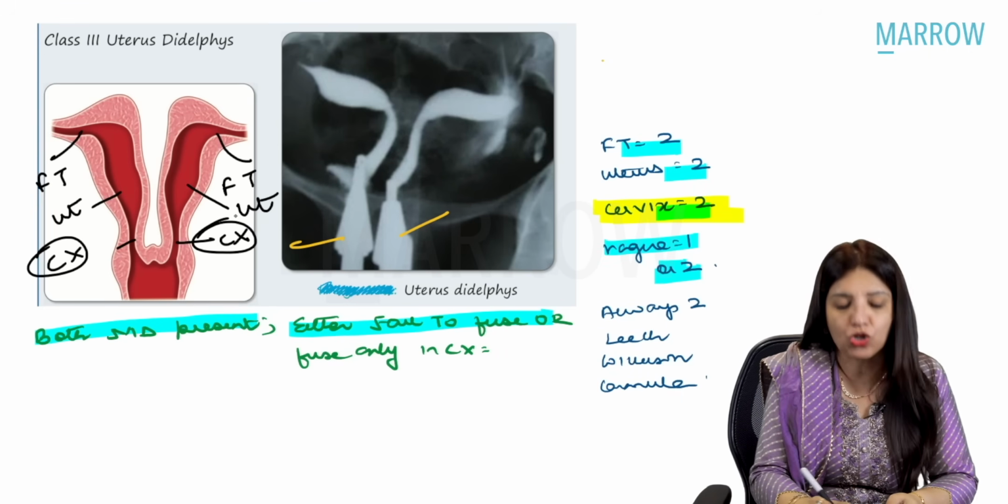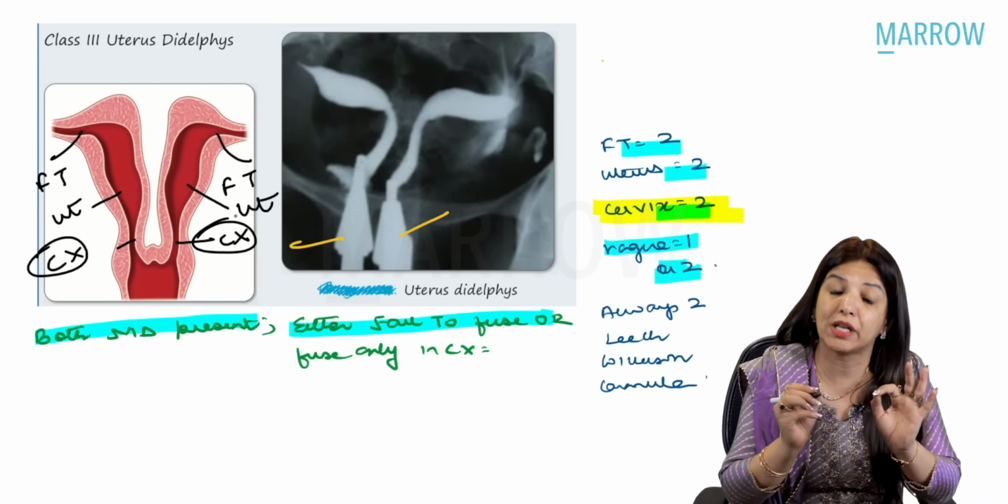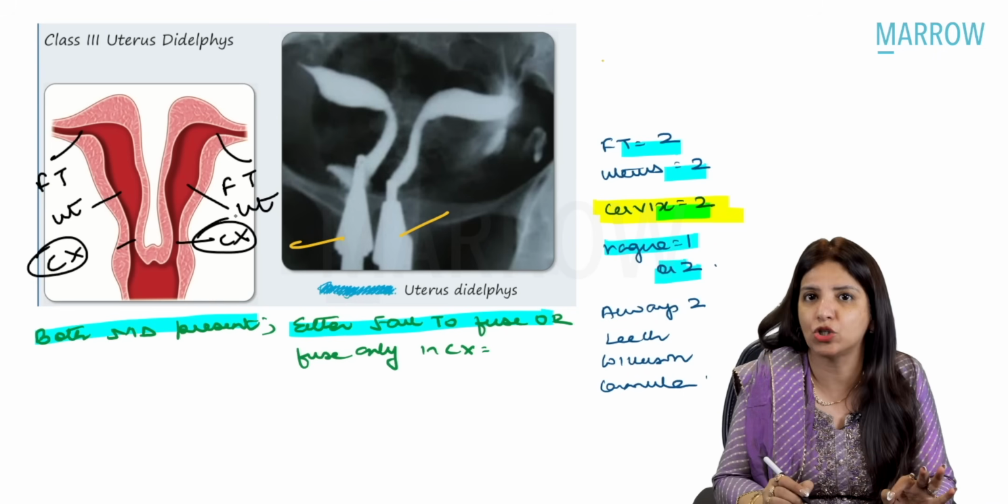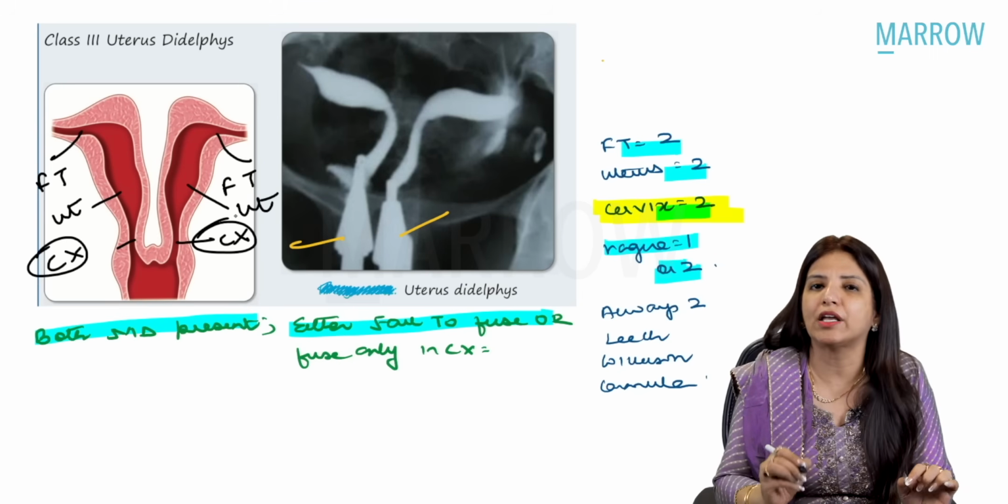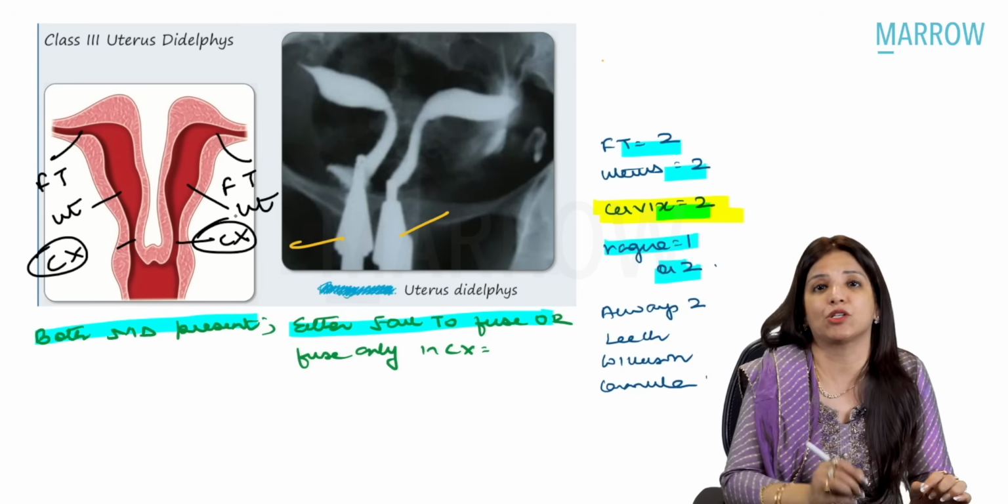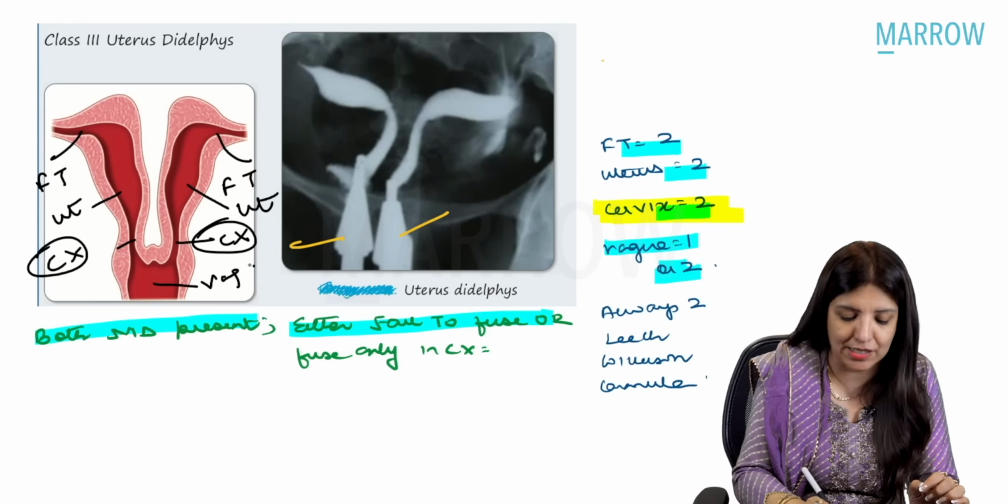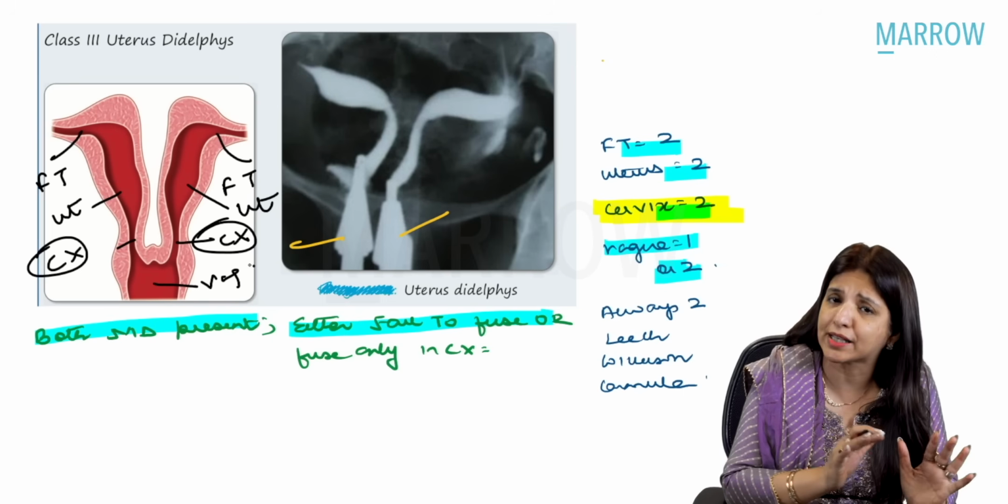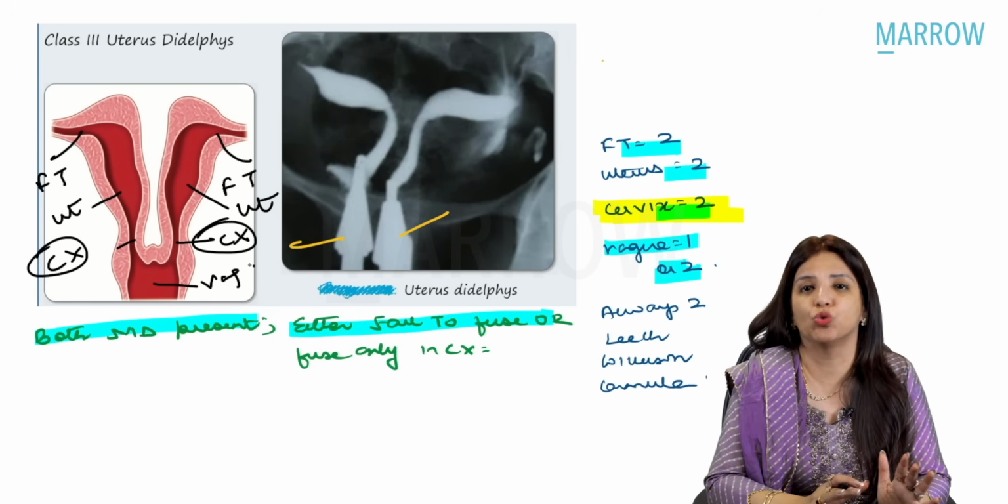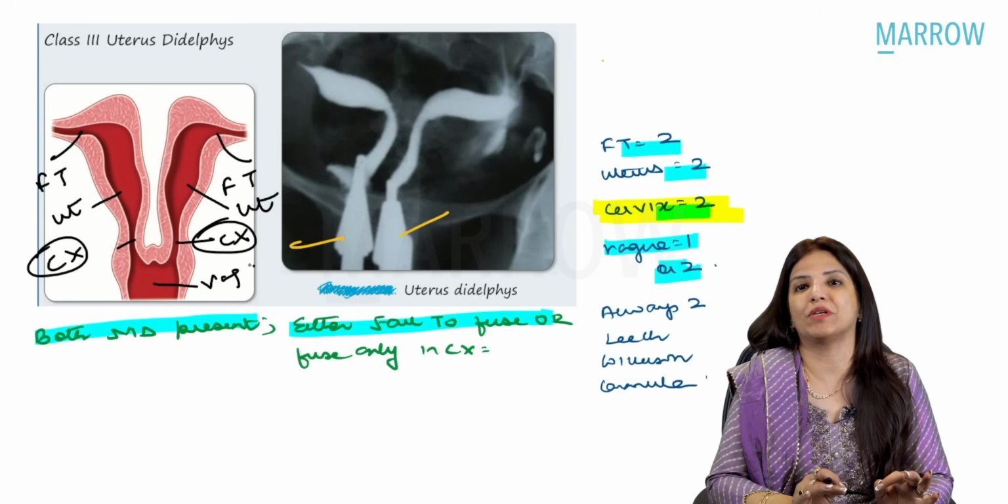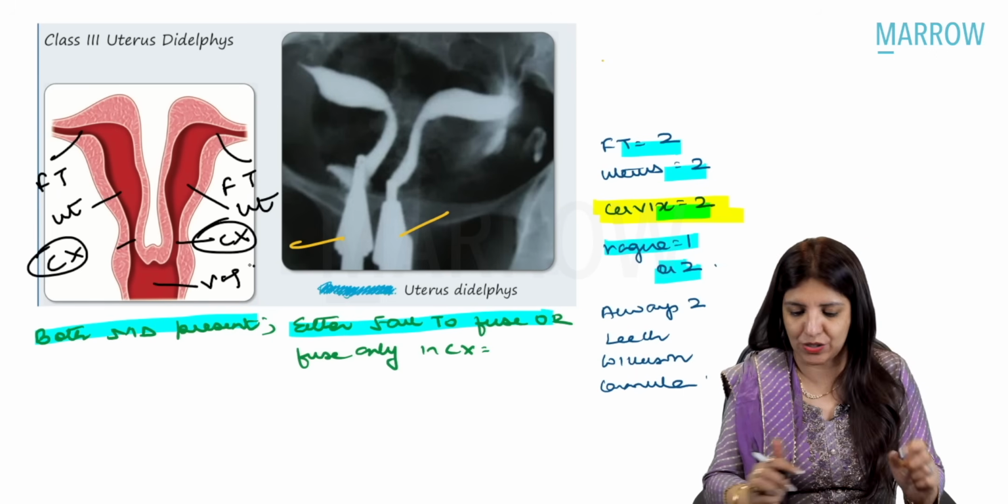Now the moment your question says there are 2 cervix, please understand and highlight this point, that whenever there are 2 cervix, it means it has to be a didelphic uterus. In this case, there is a single vagina. Vagina can be single, vagina can be 2. But didelphic uterus is always characterized by 2 cervix, right?